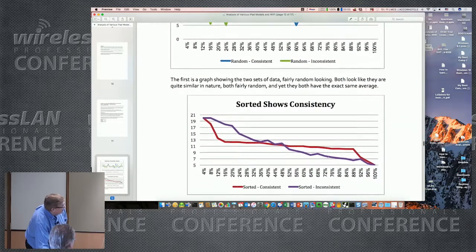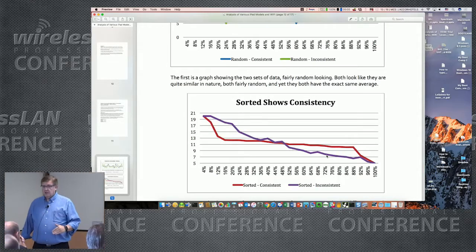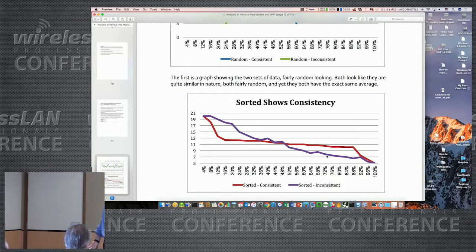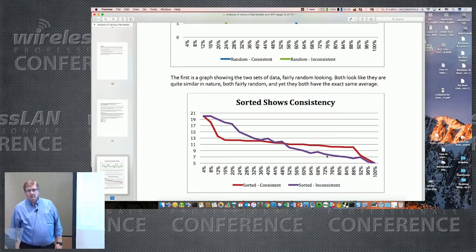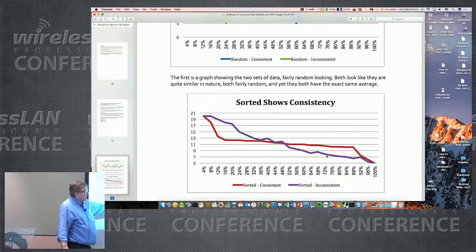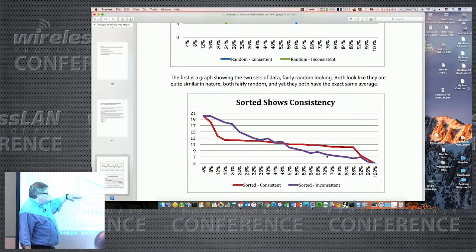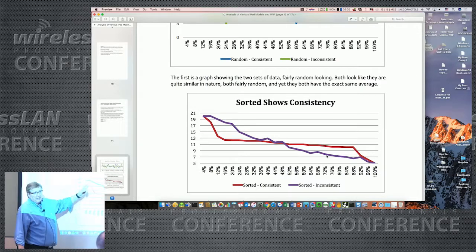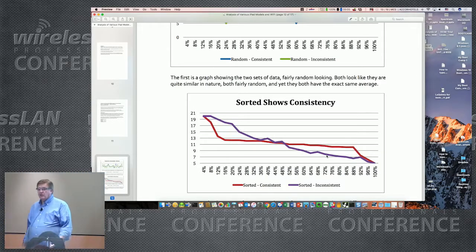If we take the same two sets of data and we sort them first, rather than just leaving them random, we sort them from high to low. These two sets of data have the same average, but they're different. The red line is a very consistent set, even though they average out to the same place. The red line's more consistent than the blue line. Which one would you want to have for your throughput test?